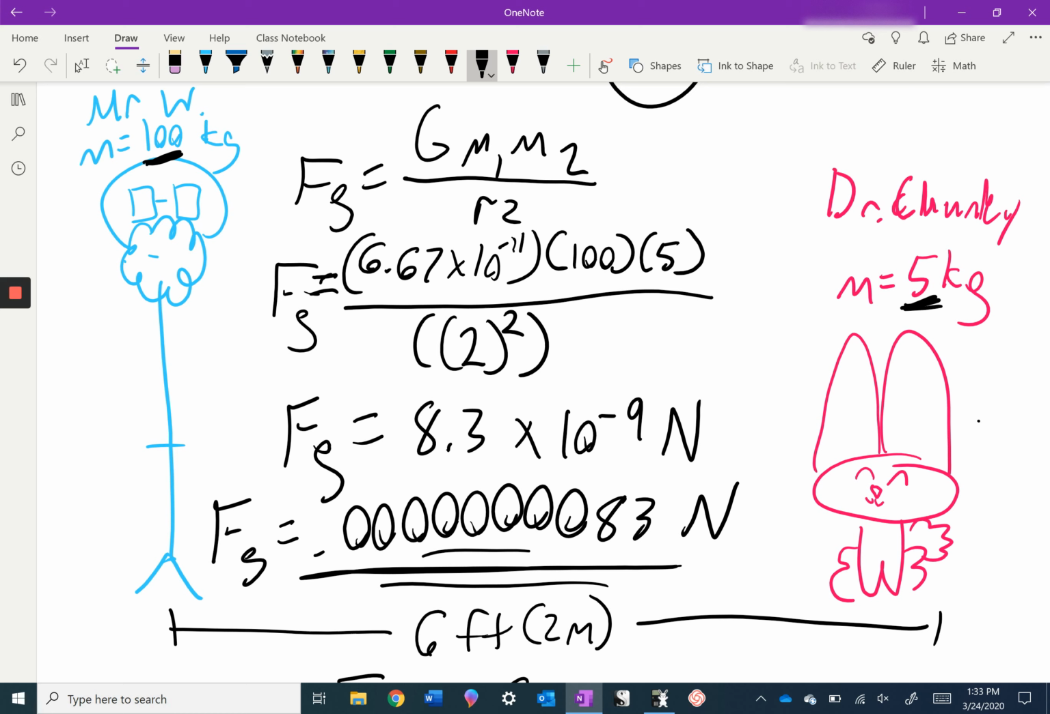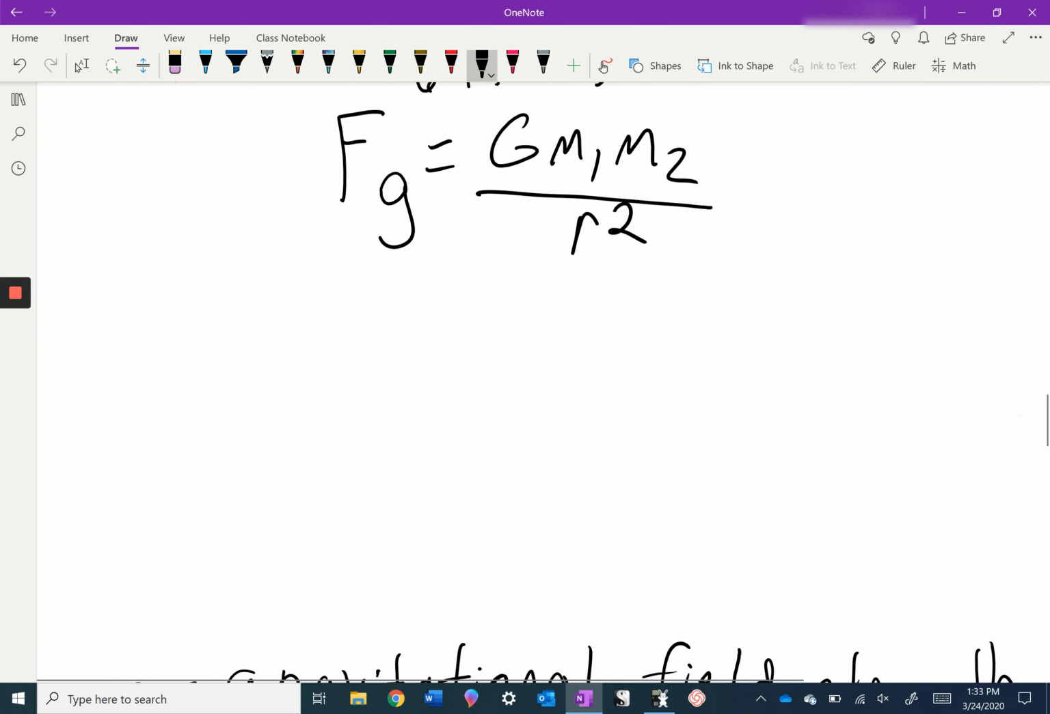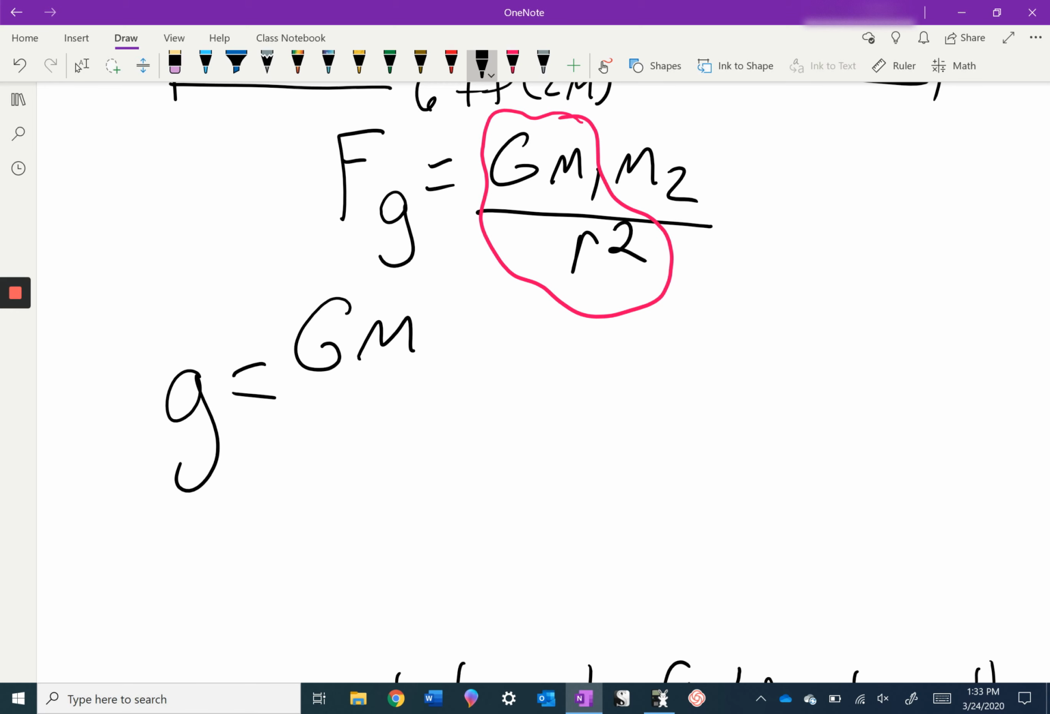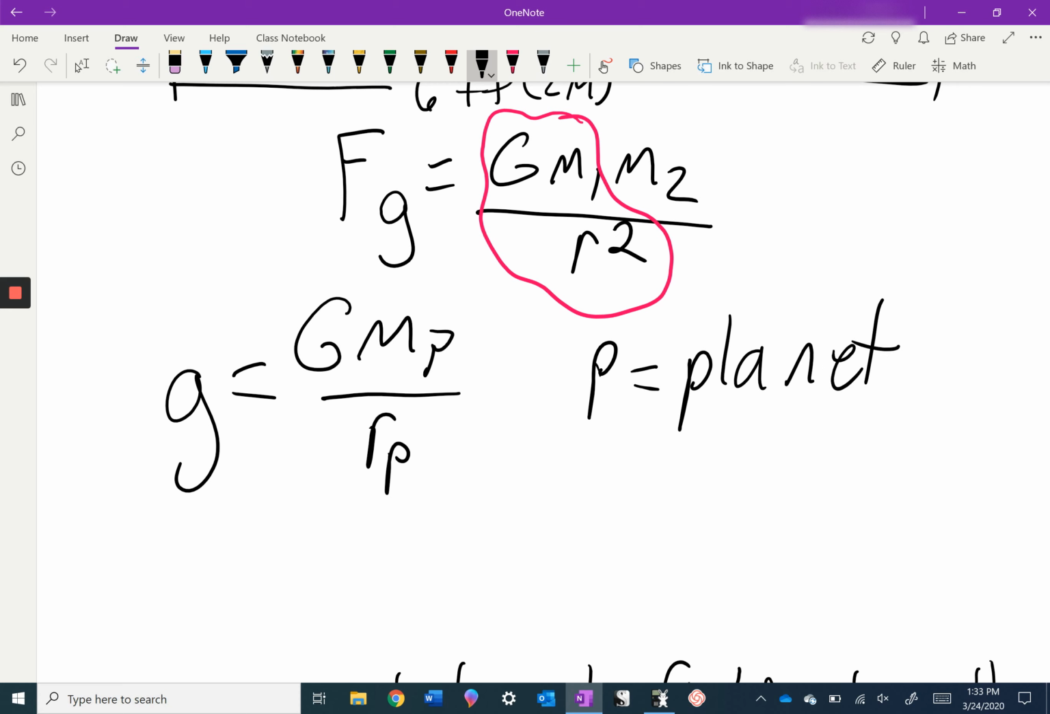So where does little g come into all this? Well, for little g, what we actually do is we take our normal formula and we sort of slice it in half. Okay? So little g is equal to big G times the mass of some planet divided by the radius of that planet. Okay? So P equals planet. So that means our g equal to 9.8 is only true on Earth.